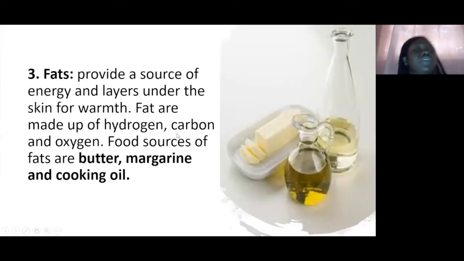Okay, so our third nutrient is fats, right? And he did mention this in the video. And what fats do is they also provide a source of energy. What nutrient is the main source of energy, though? You guys remember? Not water. We just did it. The main source of energy.